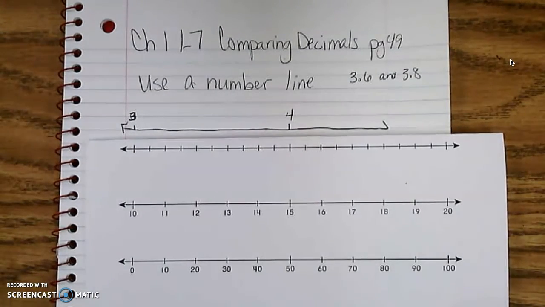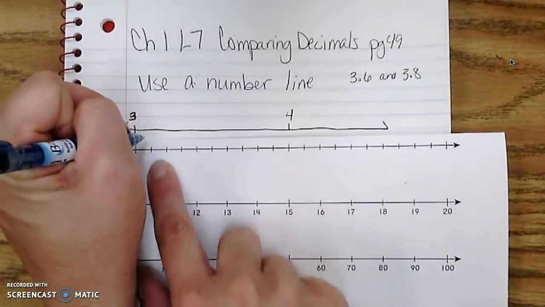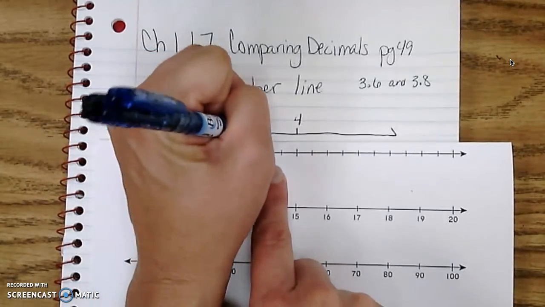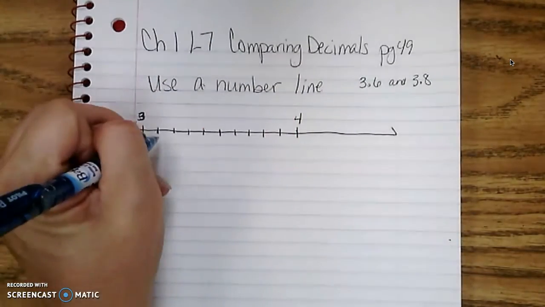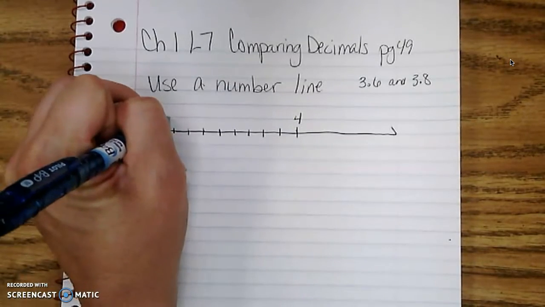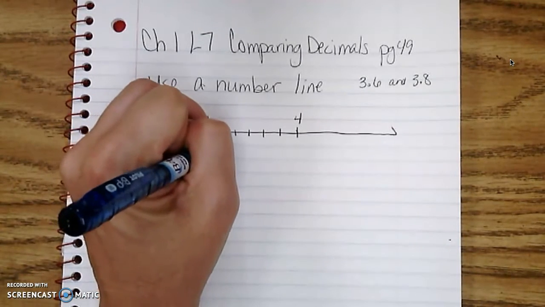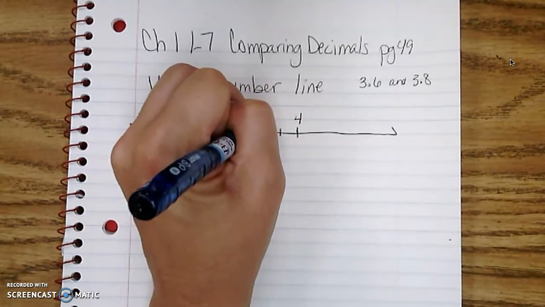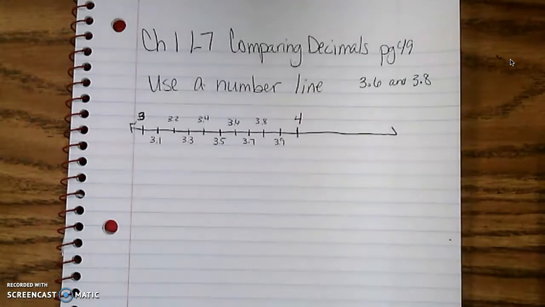3.6 and 3.8 fall between 3 and 4 because they are greater than 3 but less than 4. I'm going to follow my little tick marks so that it is evenly cut up as much as possible. Between 3 and 4, this hash mark is 3.1, and this one is 3.2, 3.3, 3.4, 3.5, 3.6, 3.7, 3.8, 3.9, and that becomes 4. I alternate them just for space reasons.